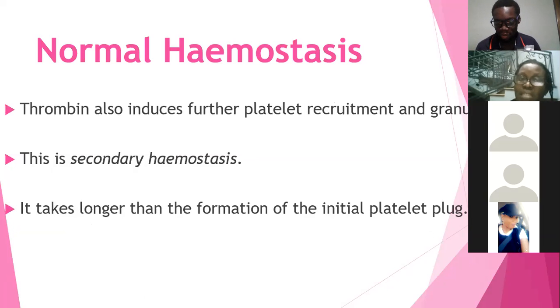Okay, so let me just summarize it. What I'm trying to say is that when you have an injury to the blood vessel wall, it exposes the wall of the blood vessel and causes platelets to aggregate. When the platelets aggregate, there's a release of tissue factor, which causes the clotting factors to also start the process of blood clotting. This secondary process with the clotting factors is called secondary hemostasis. The first stage where the platelets aggregate is called primary hemostasis.